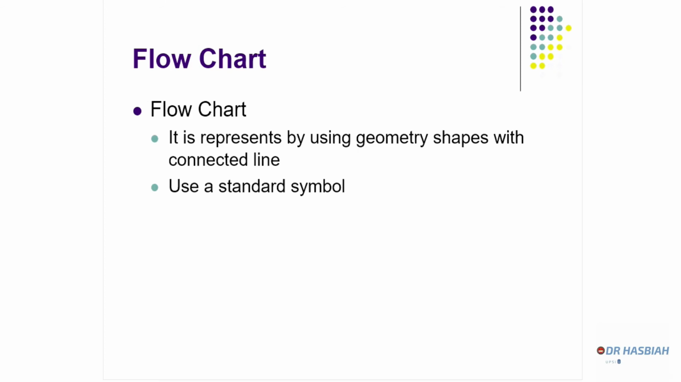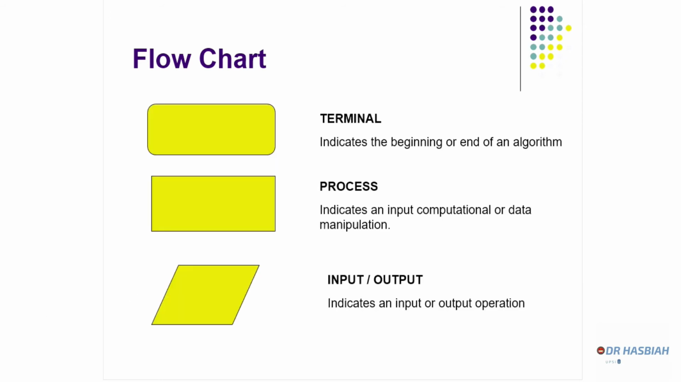What is the meaning of flowchart? Flowchart is represented by using geometric shapes with connected lines, using standard symbols. Normally if you write the flowchart, we have the shapes that we have to use, and then we have the lines to connect each shape. We have the shape and then the meaning of the shape. We are going to see the shapes after this. So this is the detail of our flowchart.